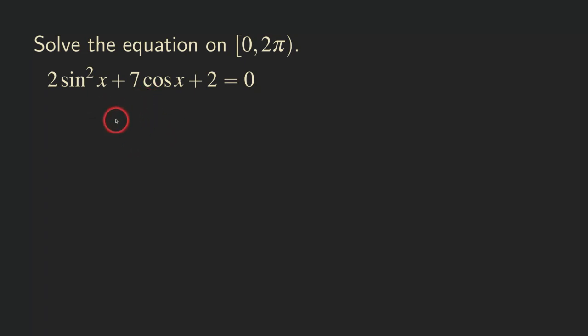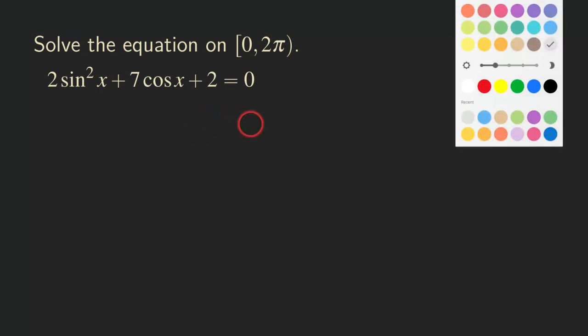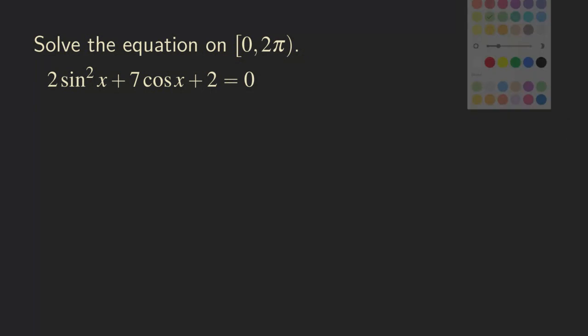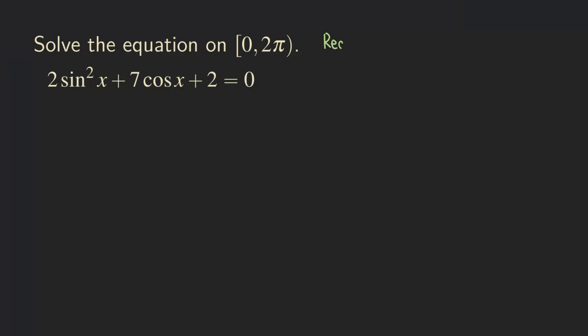So for this one, we just need to think about how to turn all trig functions in the equation into the same type of trig function. That means either we convert the sine square x into the cosine, or we convert the cosine into the sine. And which one is easier? It's easier to convert the sine square x into the cosine x because there is an identity that will allow us to do it, and that one is called the Pythagorean identity.